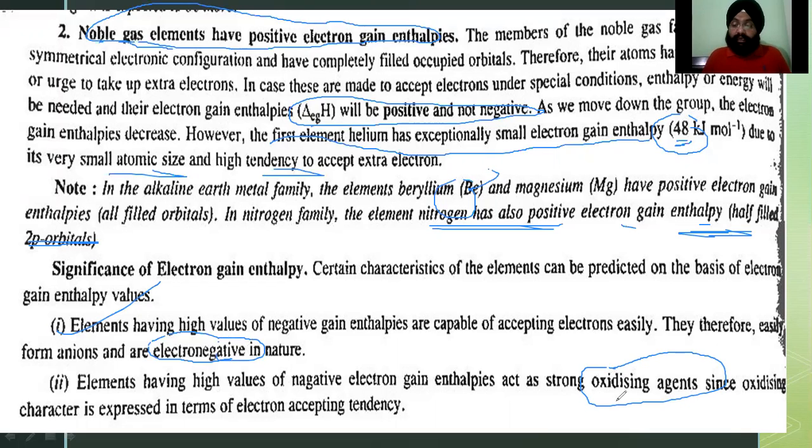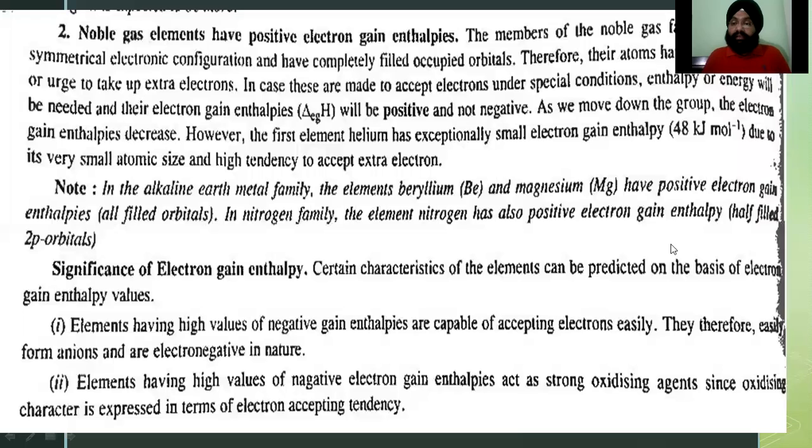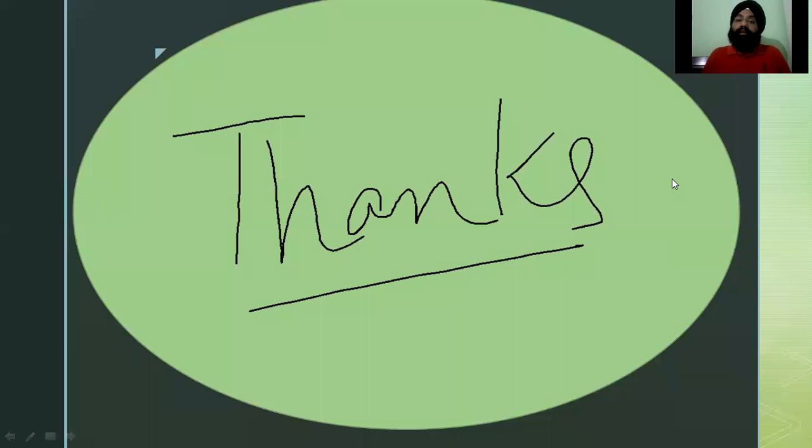So we can conclude that the oxidizing character is assessed in terms of electron gain enthalpy, the electron accepting tendency. So this is all about electron gain enthalpy, its definition, its expected trends, and the abnormalities in the trends also.